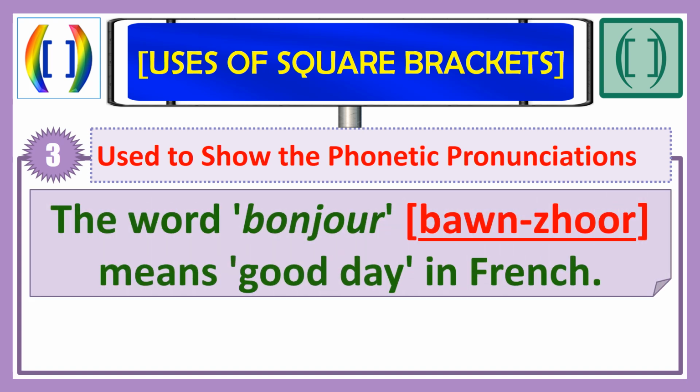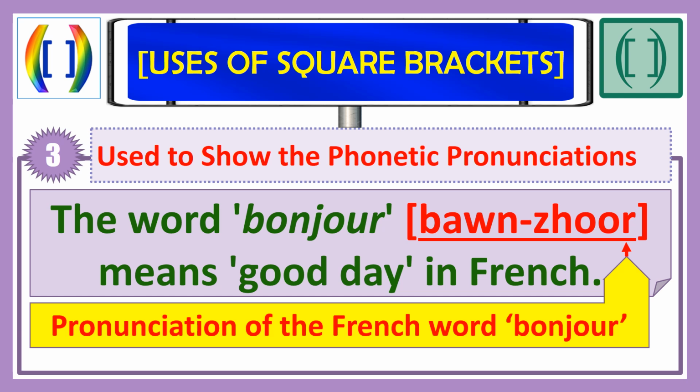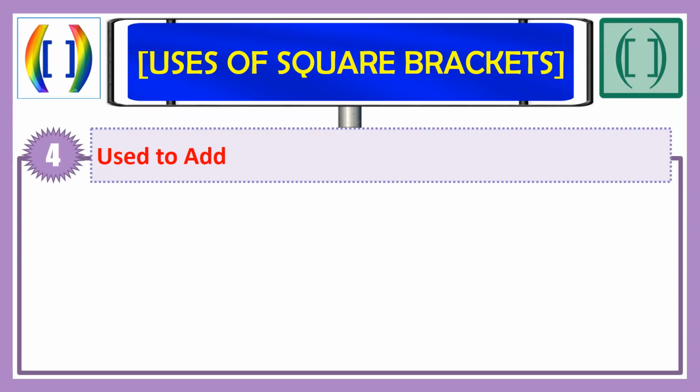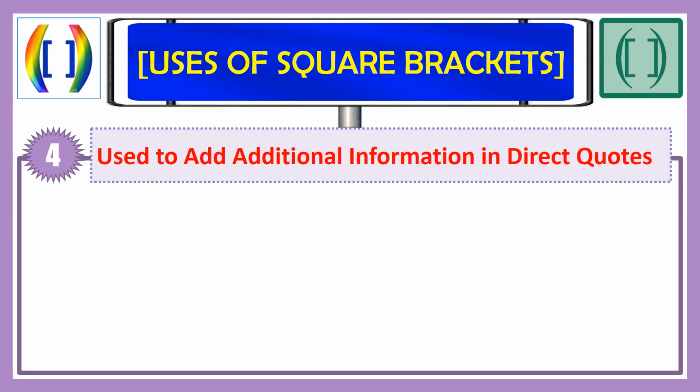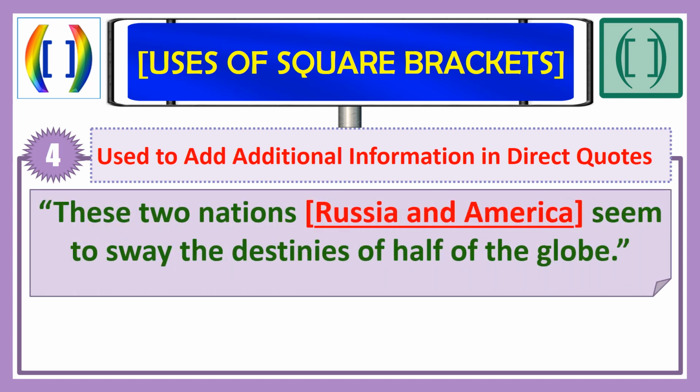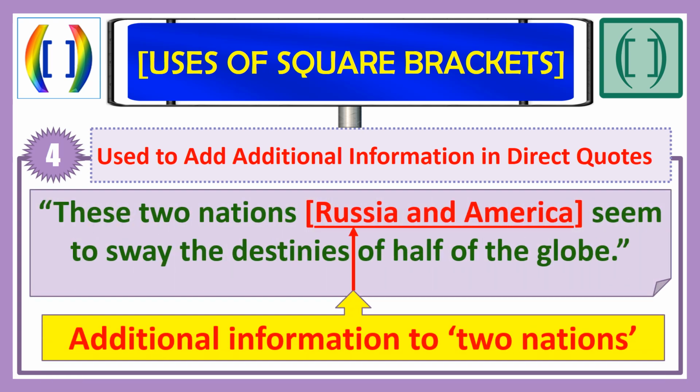Consider this example. Here, the enclosed information bonjour shows the pronunciation of the French word bonjour. Fourth, to add additional information in direct quotes. Consider this example. Here, the enclosed information Russia and America is additional to two nations.